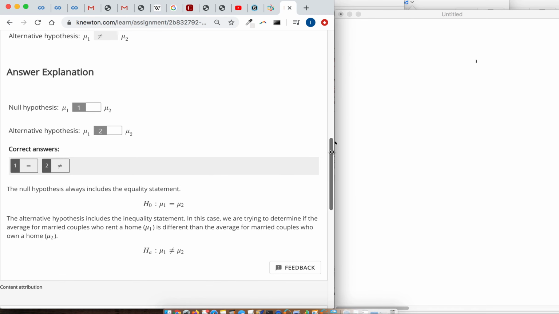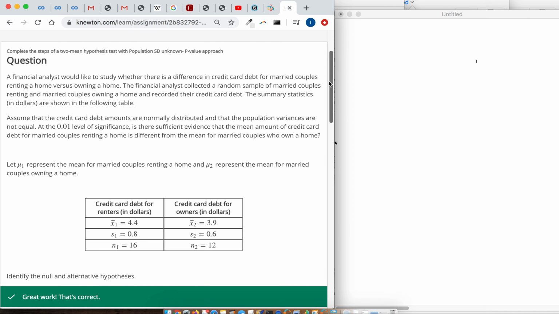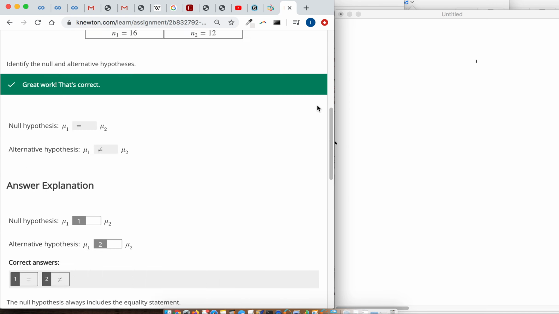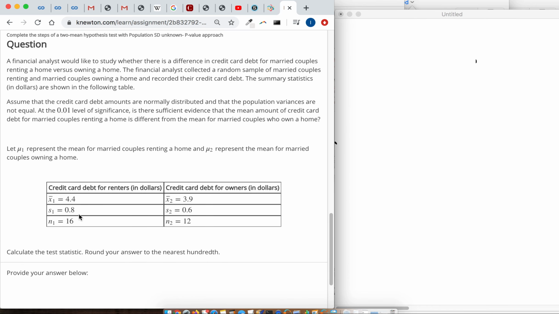Okay, this question comes directly after stating a null and alternative hypothesis. Let's see. So we're supposed to now calculate the test statistic. Okay, and this is where we're going to need this information.